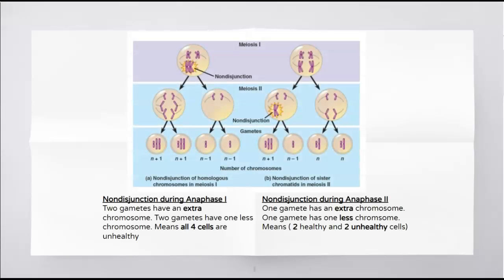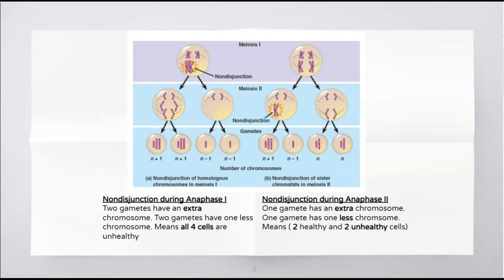So I talked it through. Now here is a little bit extra information. Non-disjunction during anaphase 1, and you can write this down in your notes, you have the space, is when 2 gametes have extra chromosomes and 2 gametes have 1 less chromosome. It means all 4 cells are unhealthy. That's what non-disjunction in anaphase 1 does. Non-disjunction in anaphase 2 means that 1 gamete has an extra chromosome, 1 gamete has 1 less chromosome, meaning we have 2 unhealthy and 2 healthy.